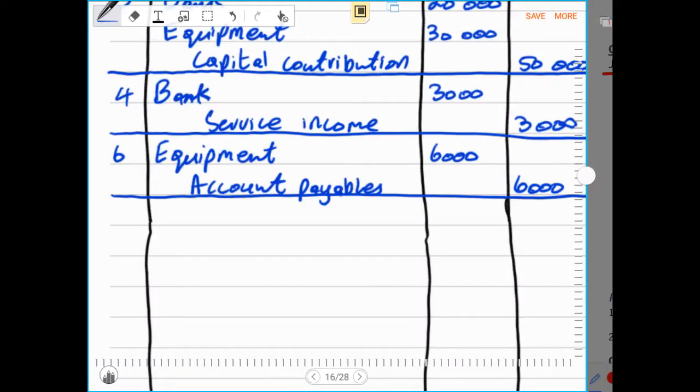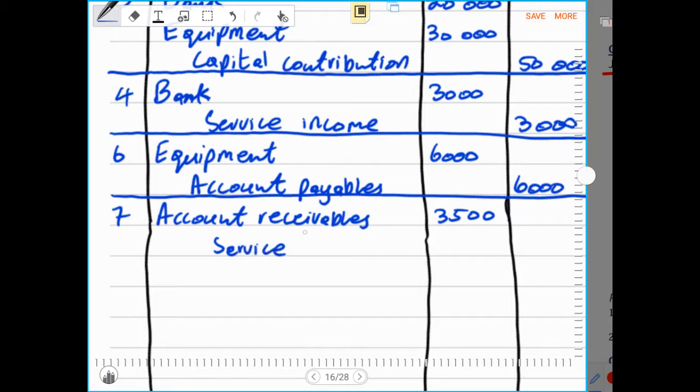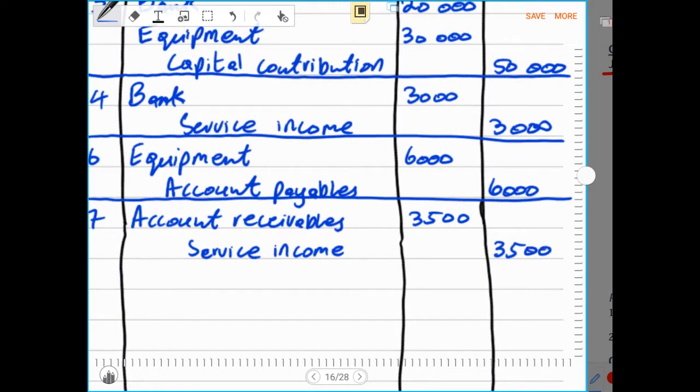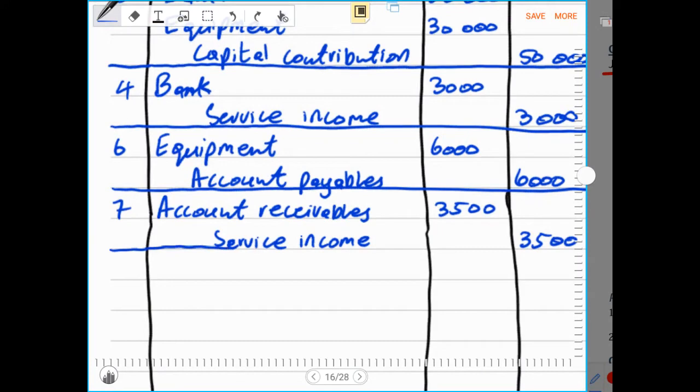So now we record that in our journal entry, that was number 7, and we debit our account receivables. We record our account receivables, and that will be an amount of 3,500 rands. Then after we say our service income, which is the income that we have earned for rendering the service to this client, it will be 3,500 service income. We have rendered a service to this client. You can see that the debit side is equal to the credit side.